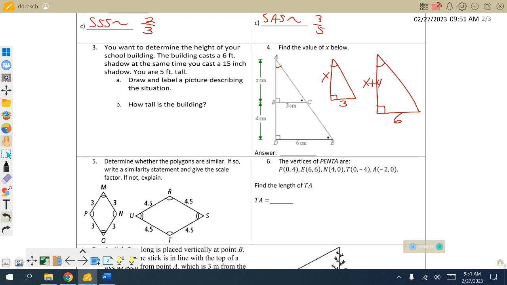Okay, X goes to X plus 4. And what goes with what? 3 goes to 6. And we've seen that proportion a lot. Cross products we go. X goes to 6. And 3 goes to X plus 4. Okay?